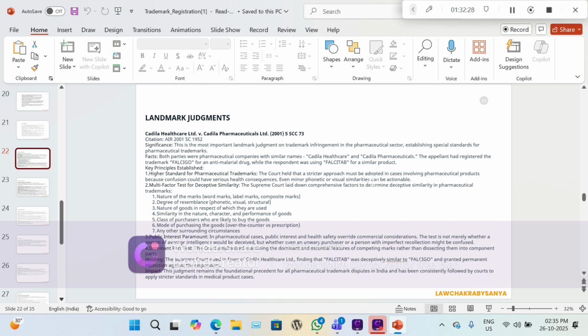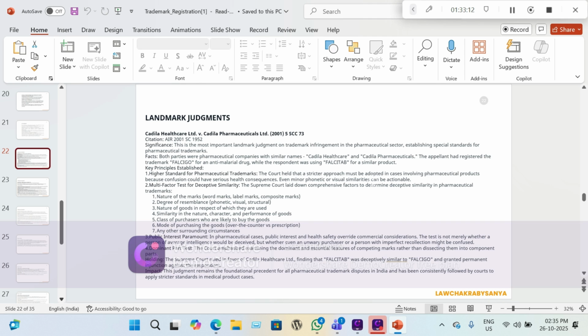In this, both parties were pharmaceutical companies, Cadila Healthcare and Cadila Pharmaceuticals. Cadila Healthcare had the trademark Falcigo for an anti-malarial drug, while Cadila Pharmaceuticals had Falcitab for a similar product. But the principles that were established in this judgment were that there has to be a higher standard for pharmaceutical trademarks, and there has to be a multi-factor test for deceptive similarity. So you have to understand what is deceptive similarity, and the standards that have to be applied for it have to be higher when it comes to pharmaceutical products.